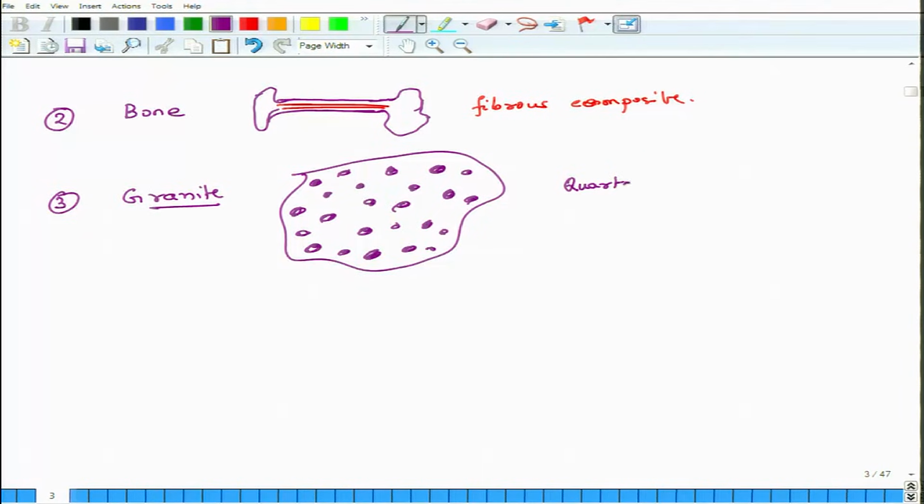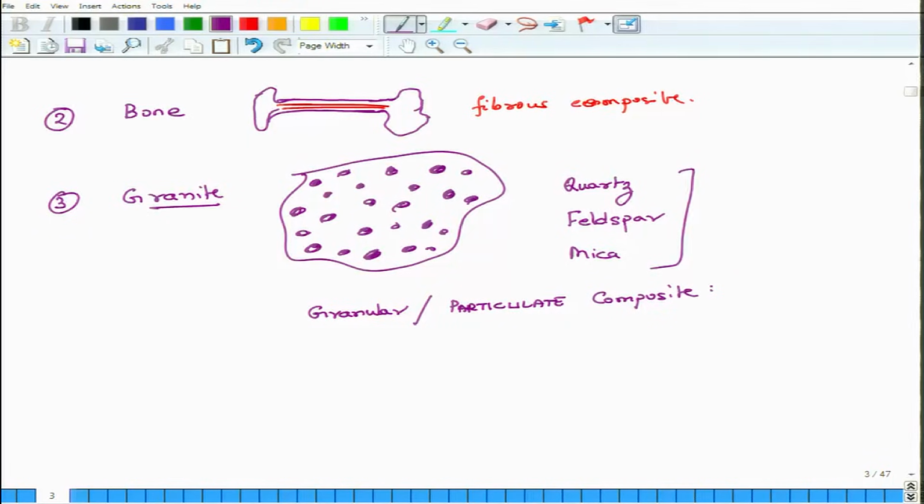And what are those different materials? They are as different as quartz. Then there is another rock called feldspar, and then mica, and then there are some other materials. So, here this is not a fibrous composite, but it is a granular composite, or better would be particulate, because it has particles of different materials, a particulate composite. And this composite does not come from biological systems, but it is still naturally occurring.